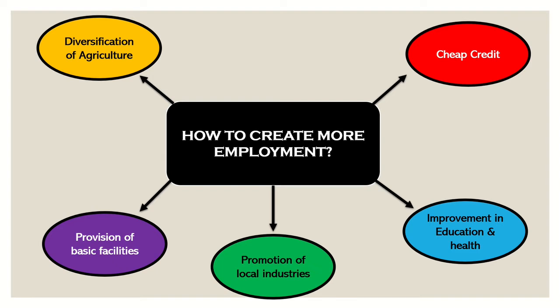Let's understand this with the help of a web diagram which you can see in front of your screens. How to create more jobs? The first point is diversification of agriculture. More than 60% of our workers are employed in agriculture, but our farmers are producing only limited crops. There is need to diversify agriculture. Farmers should be encouraged to adopt pisciculture, horticulture, animal rearing, etc., along with cultivation of crops.